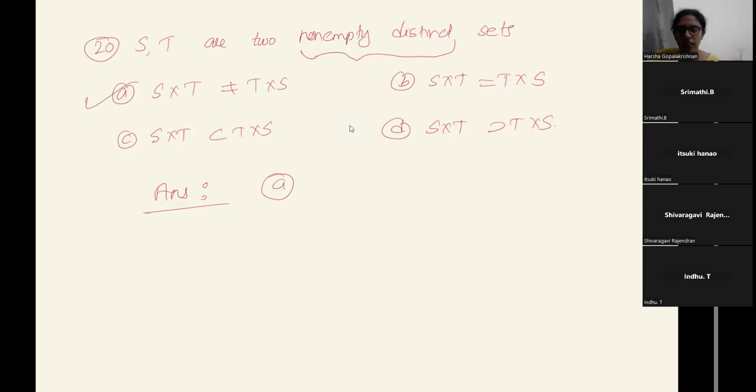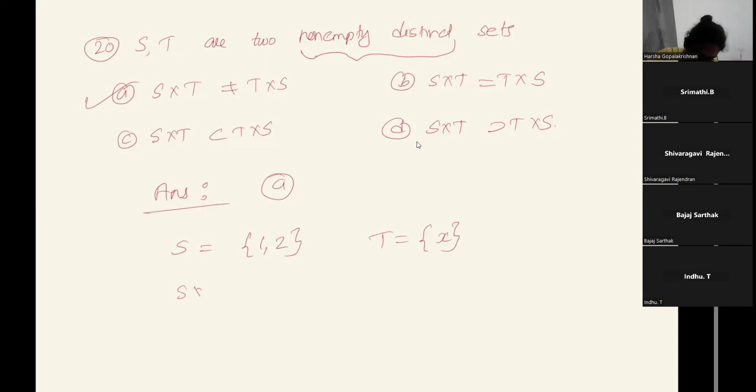Anyone want an example for that? Why are C and D wrong? Okay, let's take an example. Suppose I am taking S equal to {1, 2}, one simplest case I am taking, and T equal to {x}, some element x. Okay, what is S cross T?